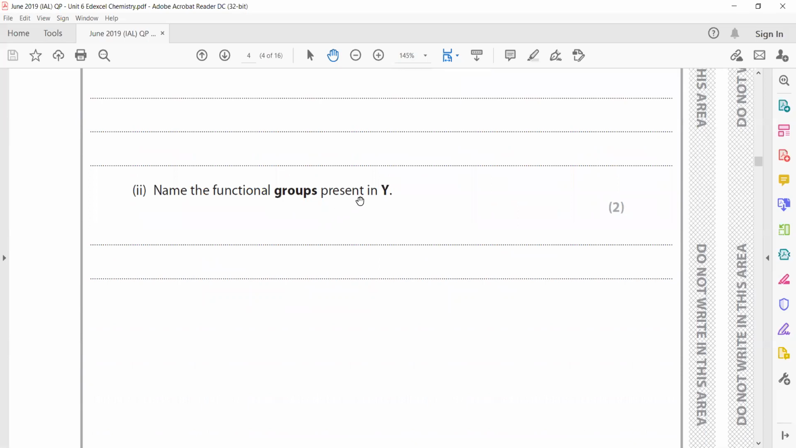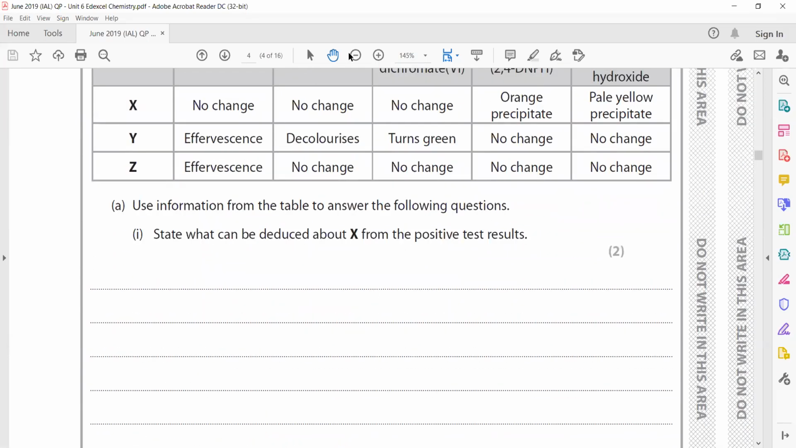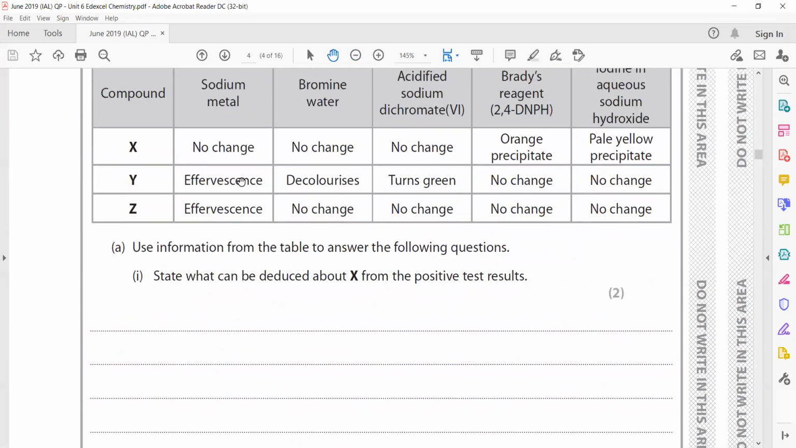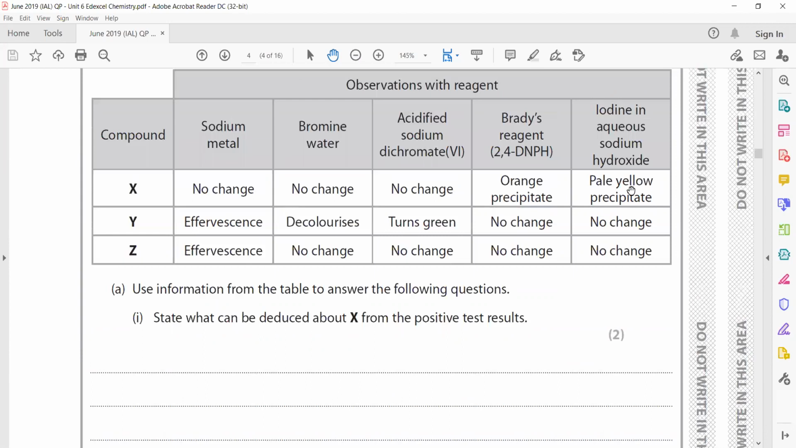Name the functional group present in Y. So how to work out the functional group present in Y? Sodium hydroxide, it is effervescent, so an OH group is there. It is decolorizing the bromine water. It can be oxidized, but it is not a carbonyl group. Having a carbonyl or methyl group is not next to the functional group.